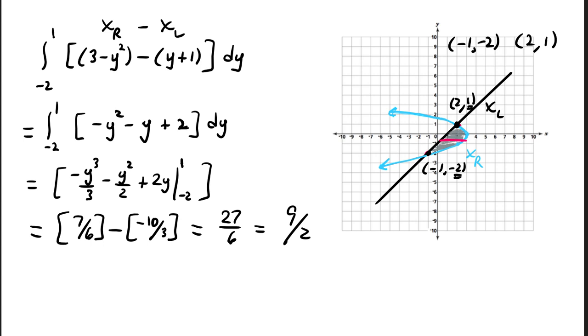Integrating from -2 to 1, x sub r, that's the right graph, minus x sub L, that's the left graph, parabola minus line. Collect all your like terms, we get -y squared minus y plus 2. Now let's integrate. -y cubed over 3 minus y squared over 2 plus 2y. Substitute a 1 in, and we get 7/6. Minus, substitute in -2. We get -10/3. Combine like terms, basically you're just going to add these two fractions together. 27/6, which equals 9/2.